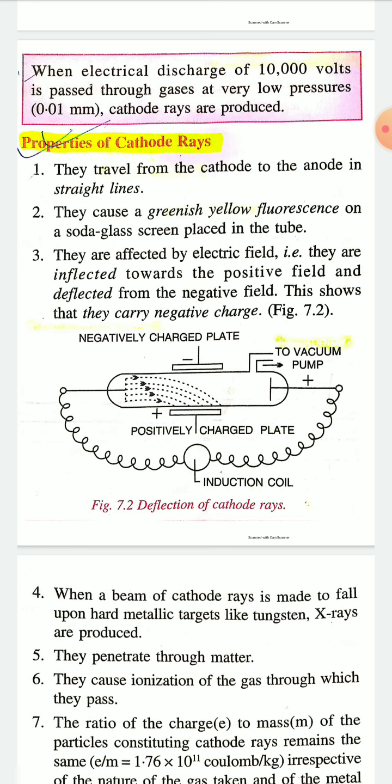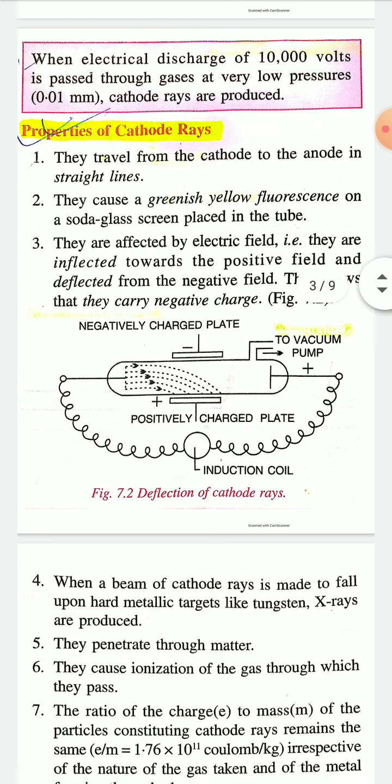Third, they are affected by an electric field. That is, they are deflected towards the positive field and away from the negative field. This shows that they carry a negative charge, because the cathode rays are deflected towards the positive field. That's why the cathode rays carry a negative charge, because opposite charges always attract each other.